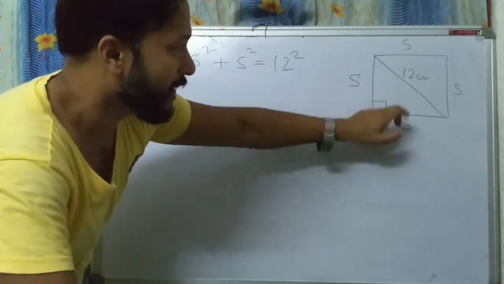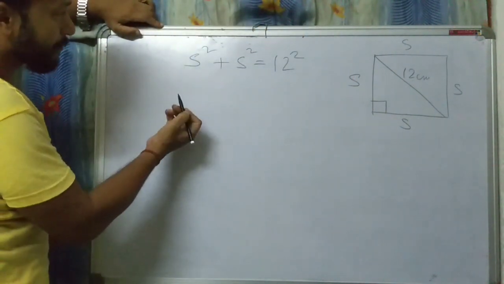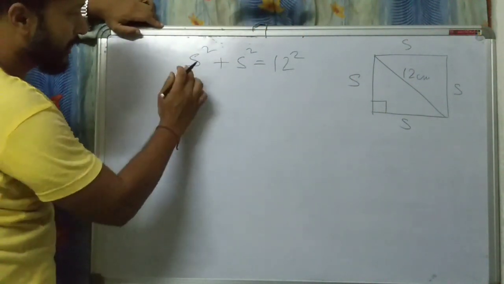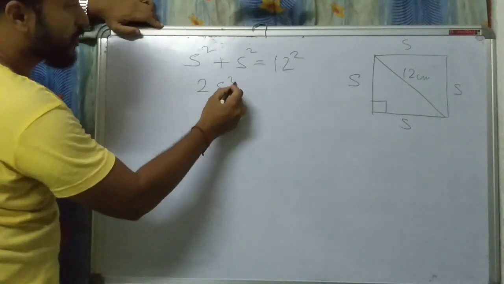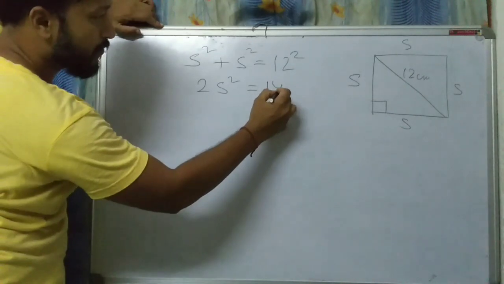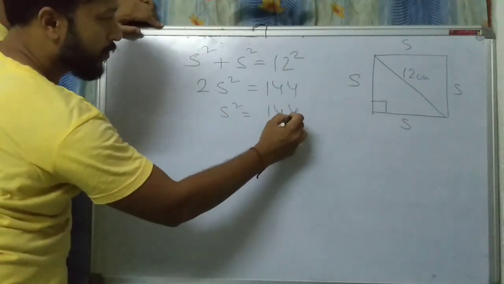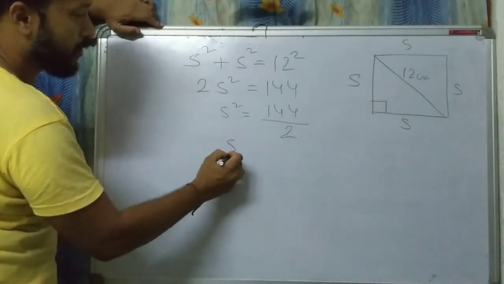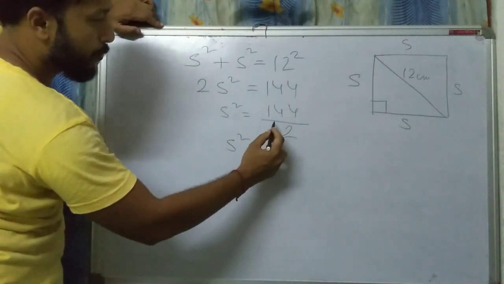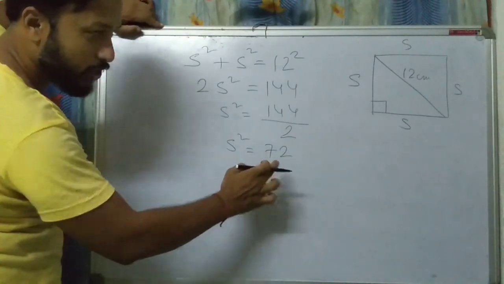Side square plus side square equal to 12 square. Okay. So, what is the side? Side square plus side square means 2 side square equal to 144. So, S square equal to 144 by 2, means 72. Okay. S square equal to 72.